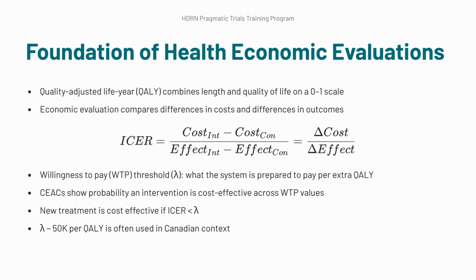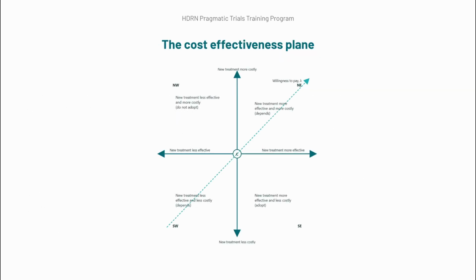When the ICER is less than the willingness-to-pay threshold, or lambda, we consider the new treatment strategy cost-effective. In Canada, a willingness-to-pay threshold of $50,000 per QALY is often used, but there is no official threshold. The cost-effectiveness plane is a helpful way to visualize the decision whether a new treatment is cost-effective.